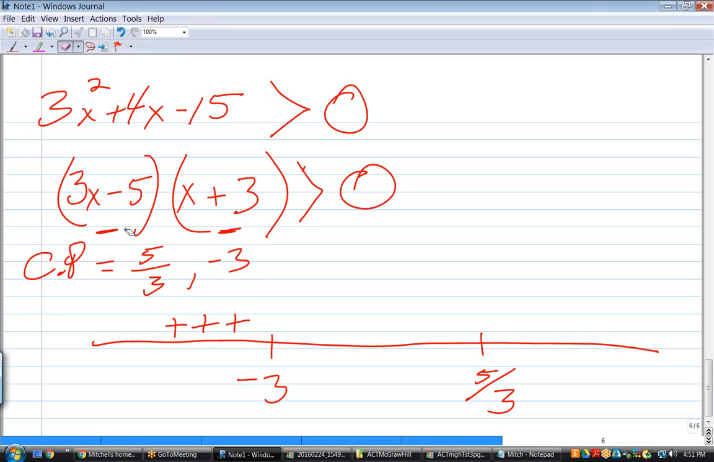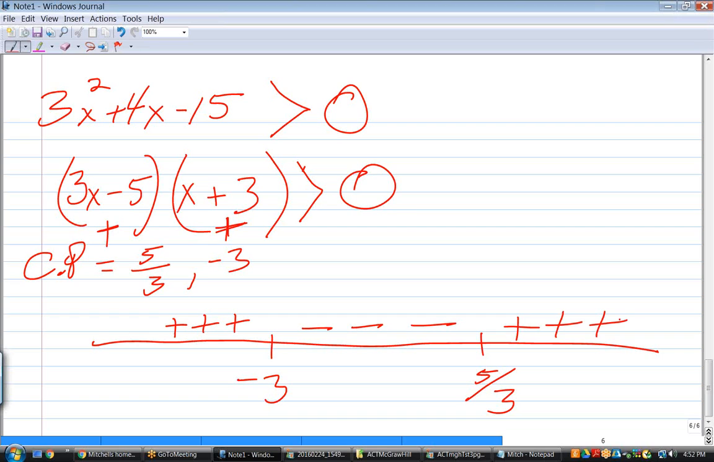Now let's check a point in between. 0 is a great point. When I plug in 0 for x, that's negative. This is positive. Negative times positive is a negative. So all these values are negative in between. And when I check a point to the right of 5/3, let's say 2, that's positive, that's positive. Positive times positive is positive.